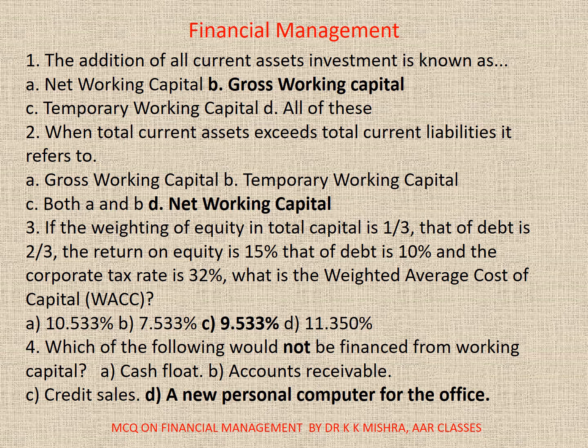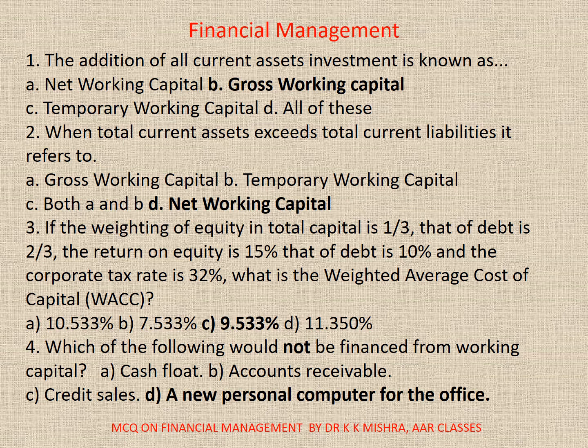3. The weighting of equity in the total capital is 1 by 3, that of debt is 2 by 3, the return on equity is 15%, that of debt is 10%, and the corporate tax is 32%. What is the weighted average cost of capital, that is WACC? If you apply the formula, so correct option is C, 9.533%.